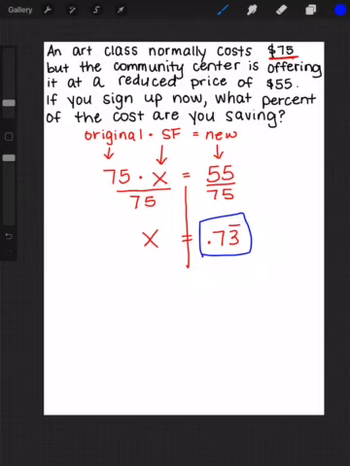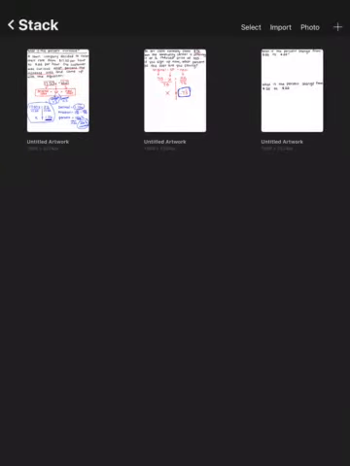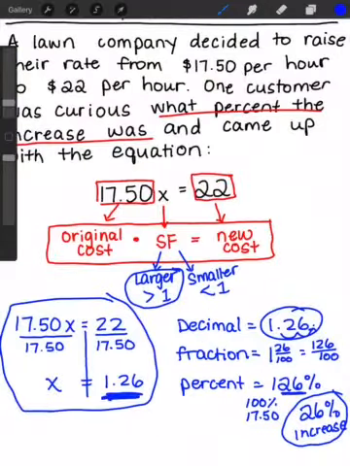Does that make sense for this problem? Well, if my original was 75 and my new price is 55, that means I was decreasing it. I was making it smaller. So when we make something smaller, we multiply by a number that is less than 1. So I know that this makes sense. Unlike the one before where the price was increasing, so my scale factor was greater than 1.